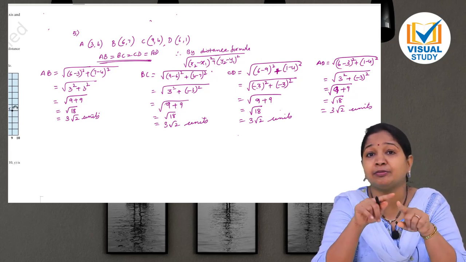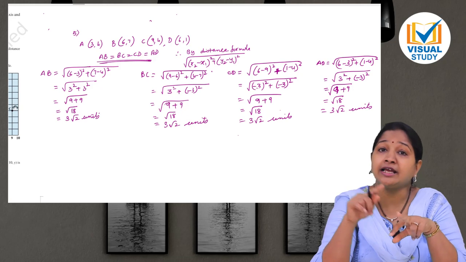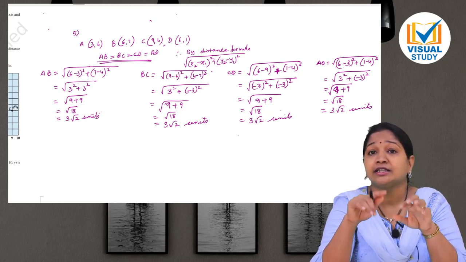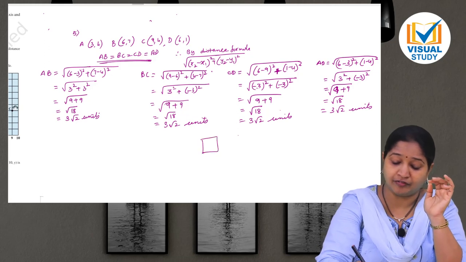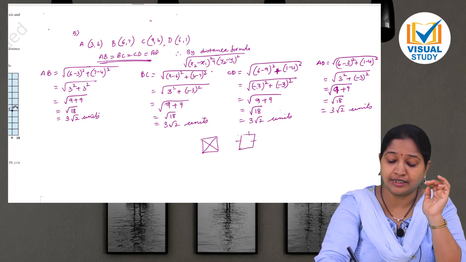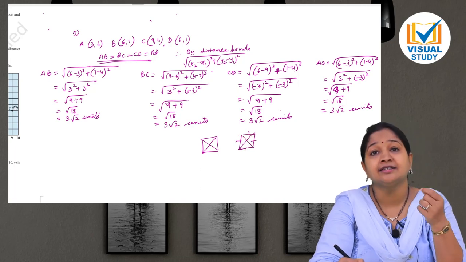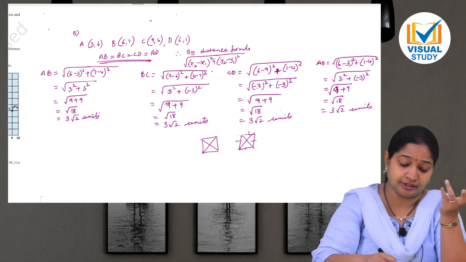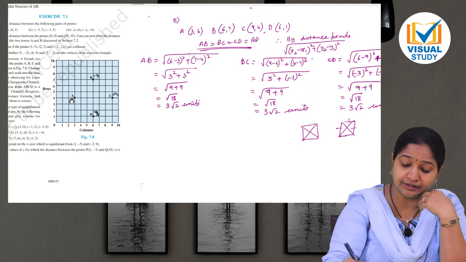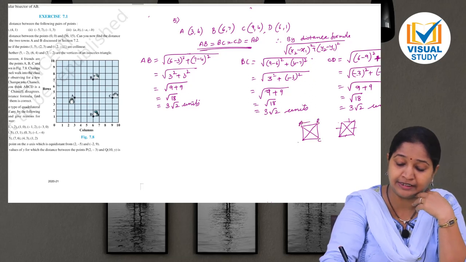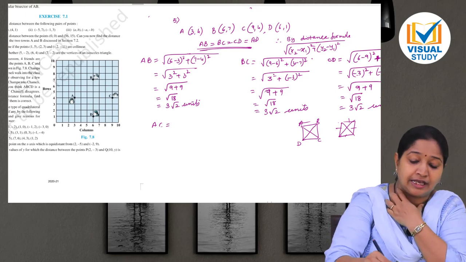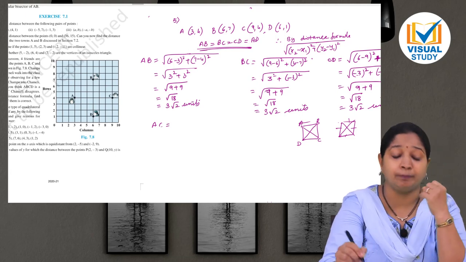But there is a difference between the diagonals of a square and of a rhombus. What is the difference? In a square all the sides are equal and the diagonals are also equal, whereas in a rhombus, all the sides are equal but one diagonal is shorter than the other diagonal. So here we have to find out the diagonals also. What are the diagonals? Suppose this is A, B, C, D. AC and BD. So we have to find out AC also and we have to find out BD also.